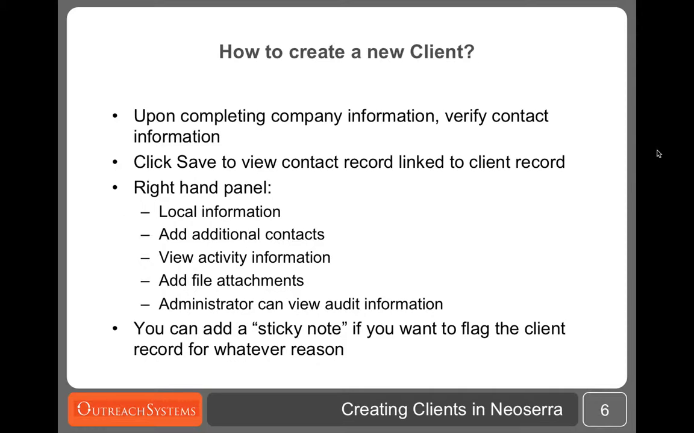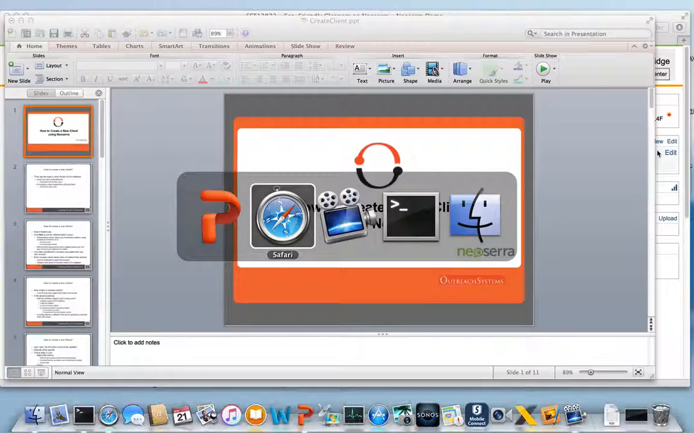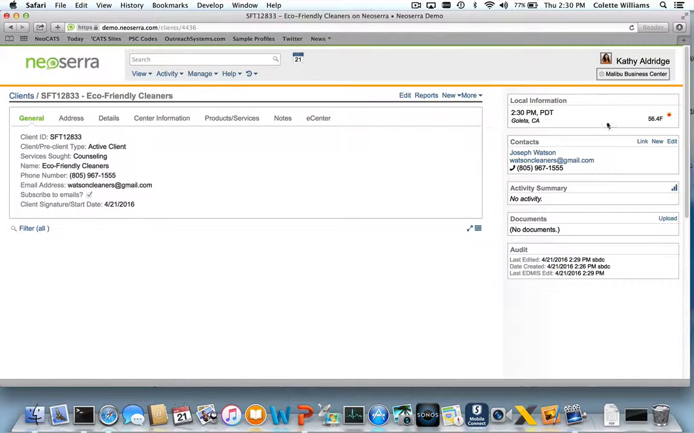I just mentioned that you can add additional contacts. If and when there is activity, we can take a look at that activity information in the right-hand panel. We can add any kind of file attachments, and an administrator can view the audit information. Let's take a look at those options. So the local information right here tells us what time it is at the client's location. Contacts, we can add a new contact if necessary.